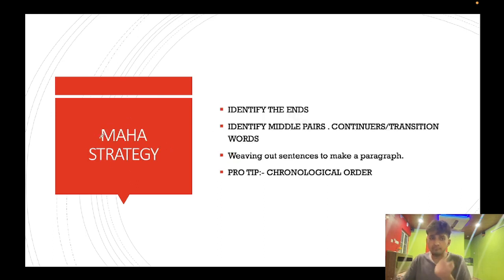Now, what is the MAHA strategy that you need to adopt to succeed, right? So first point is identify the ends in the set of sentences that are given. What do I mean by the ends? Definitely the beginning as well as the ending. Okay, the B and the E. You need to be very careful about this.